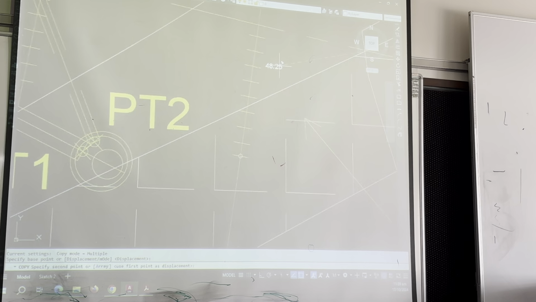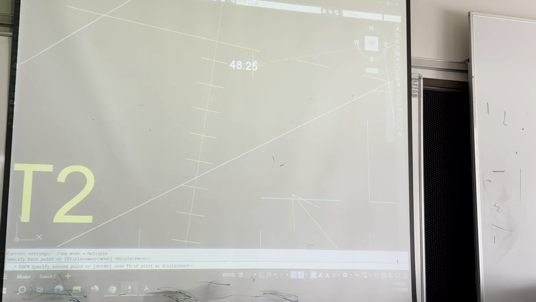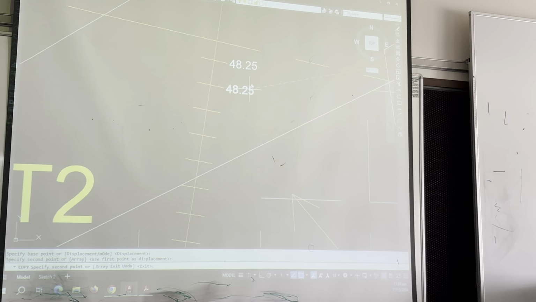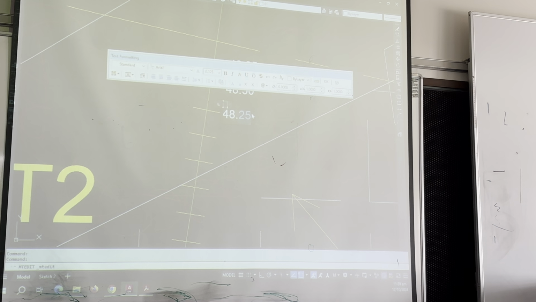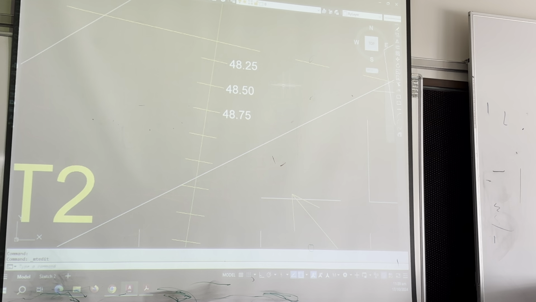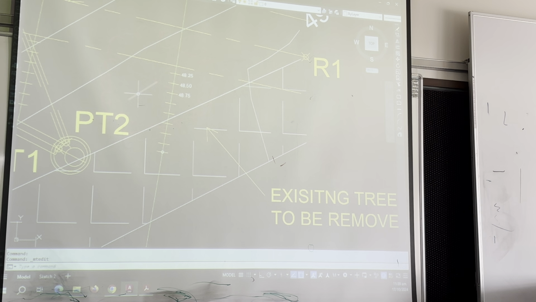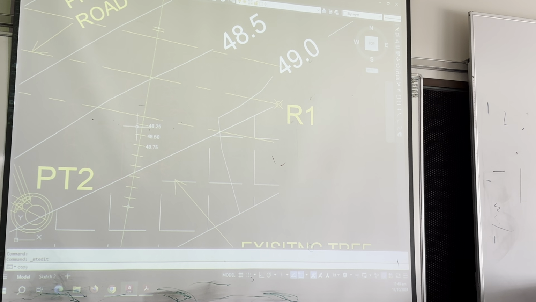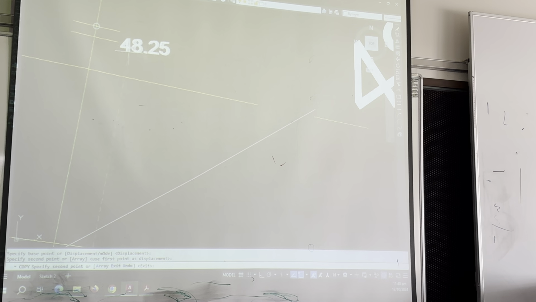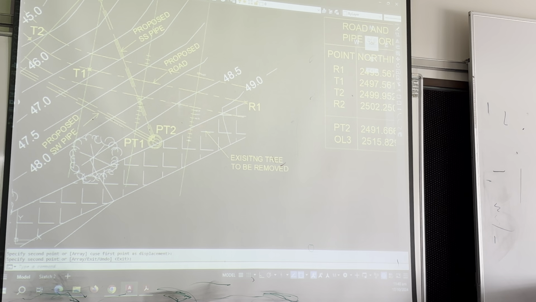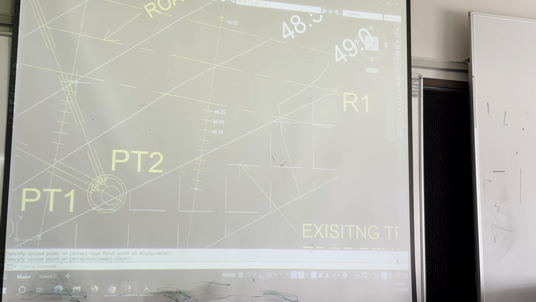See these dashes here? So that's 48.25. That's 48.5, and that's 48.75, and so on. You understand that? That one over there is 48.25 as well. So we need to join up these ones with whatever the ones are over here.